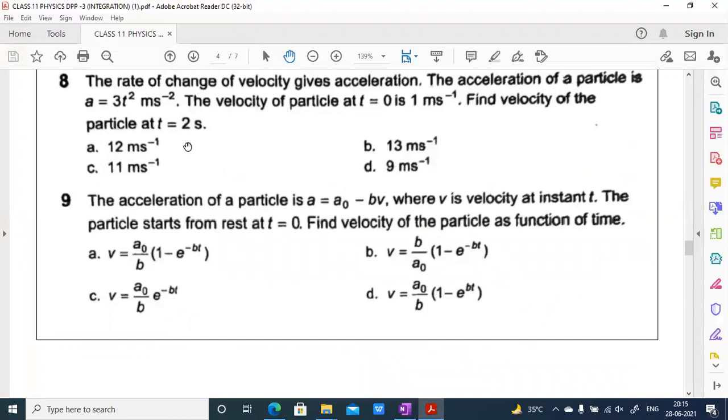This is the part of maths. We learned integration and now we are applying integration. So question number 8 says the rate of change of velocity is acceleration. It is given as a is equal to 3t square. Initial particle velocity is 1. We have to find velocity at t is equal to 2 seconds.